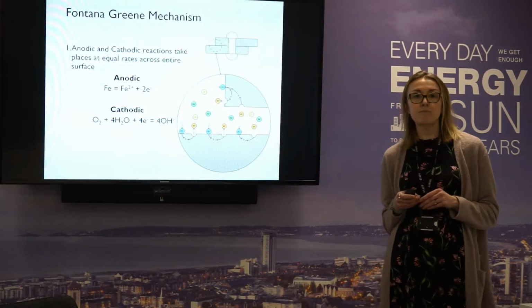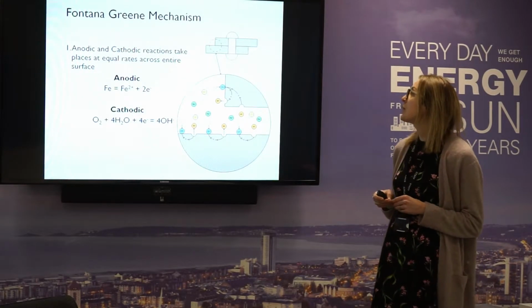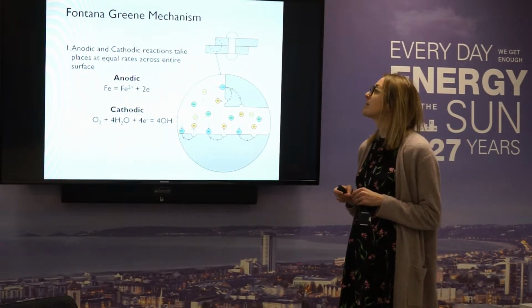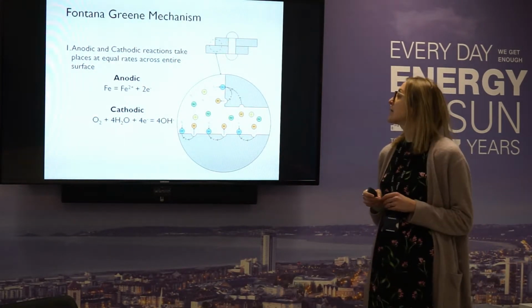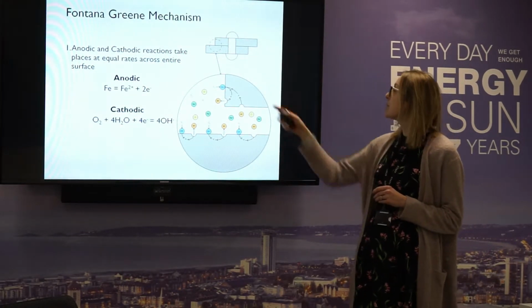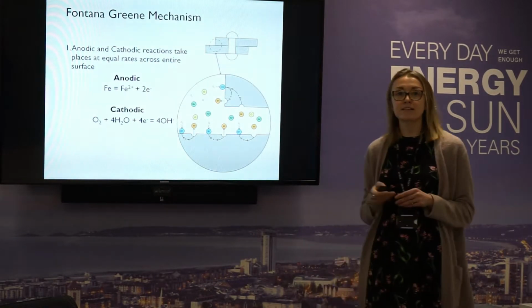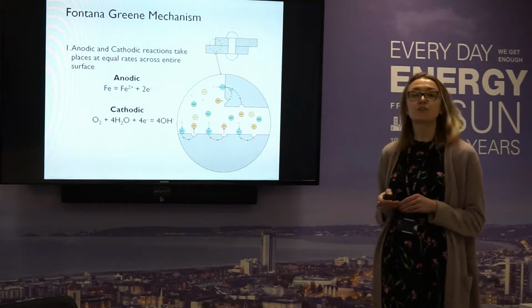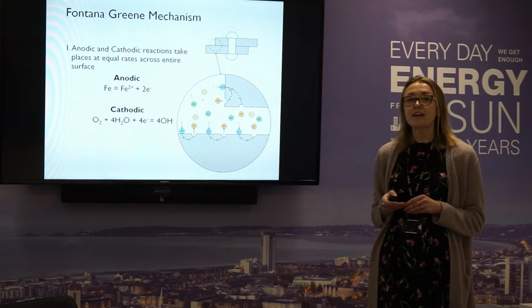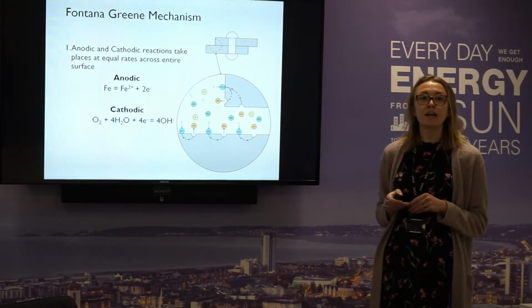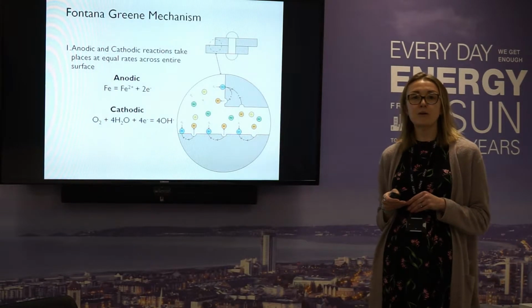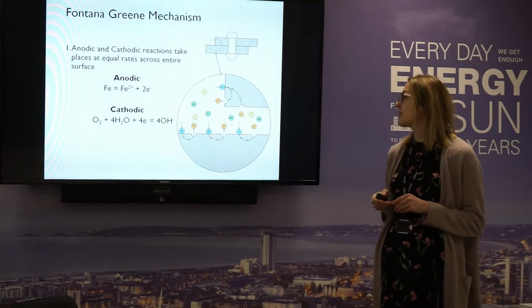In this example here, we've got two pieces of iron metal which are joined together in a lap joint. We can see that we have this small area here where there's a little gap in between the two metals, and in this area the electrolyte can ingress.